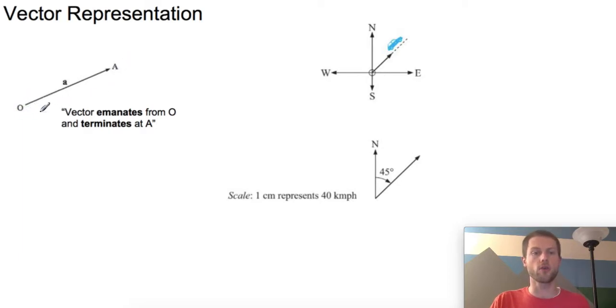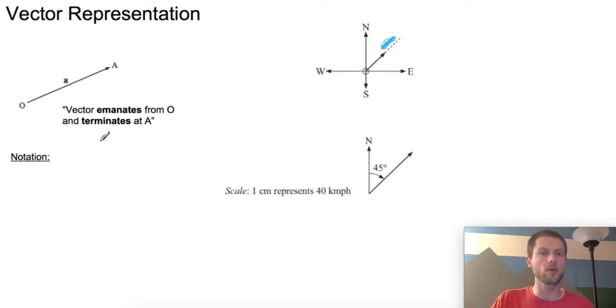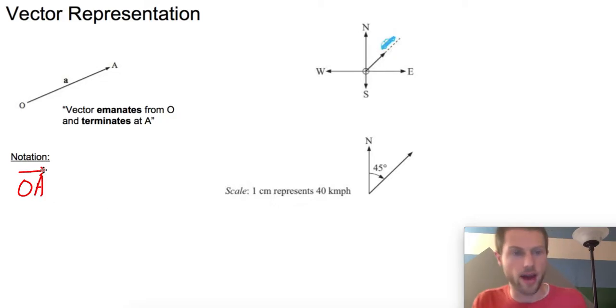It emanates from O and terminates at A. Let's talk a little bit about the notation for a vector such as this one here. You might see it written as OA with an arrow over it. Notice that the arrow is ending at A. You could say it emanates from O and terminates at A. That's what this representation gives you.